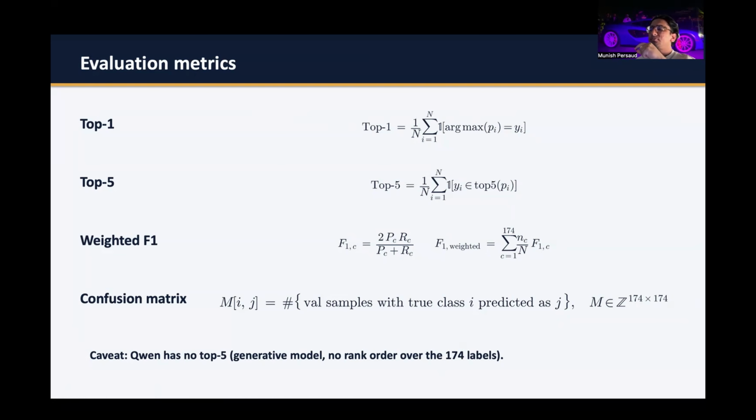And then one big caveat, a flaw that we didn't think about when we were first setting up this whole project, was that Qwen generally outputs text, not that 174-dimensional probability vector. So there's no actual ranked distribution for the top five from that. So we marked top five as undefined.